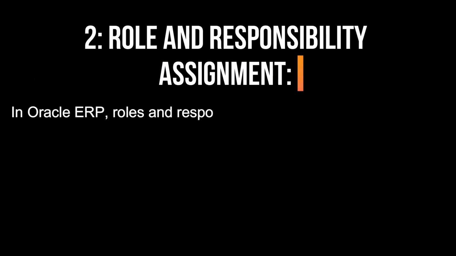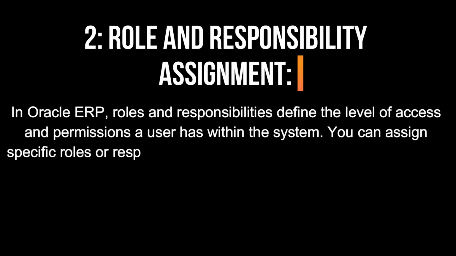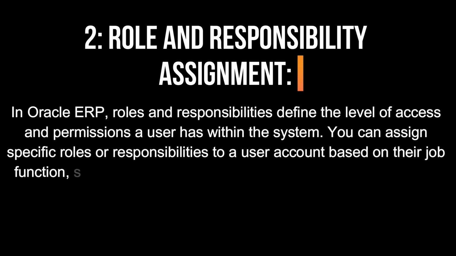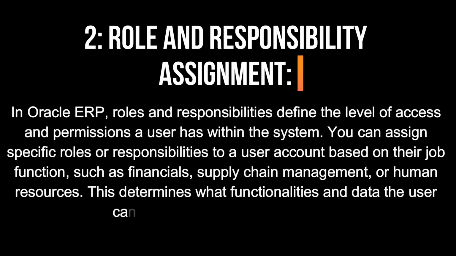2. Role and responsibility assignment. In Oracle ERP, roles and responsibilities define the level of access and permissions a user has within the system. You can assign specific roles or responsibilities to a user account based on their job function, such as financials, supply chain management, or human resources. This determines what functionalities and data the user can access and perform actions on.